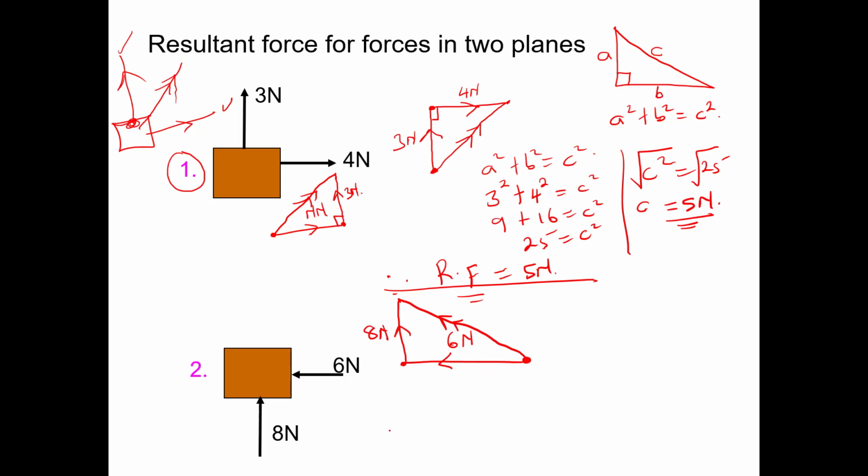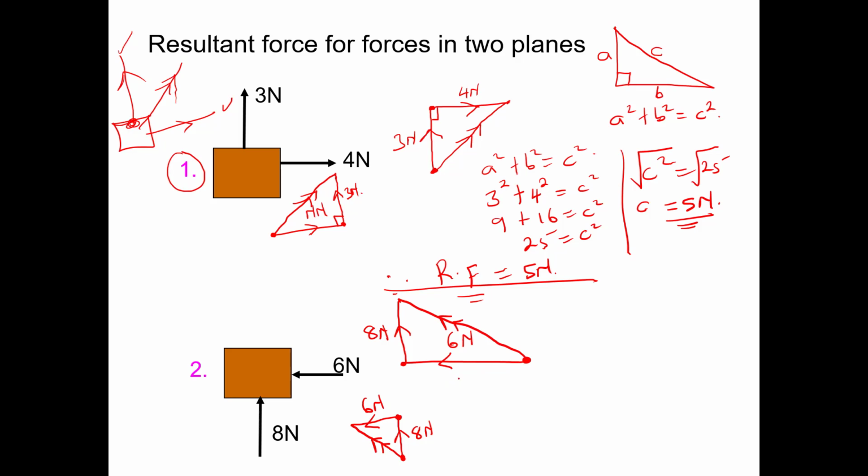Or you can simply begin with the 8 newtons, and where it stops, the 6 begins from there. The 6 is going to the left, so draw it like this, 6 newtons. And from the beginning of 8 to the end of 6, that is where you have the resultant force acting.